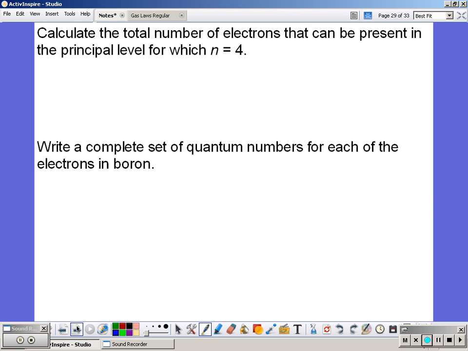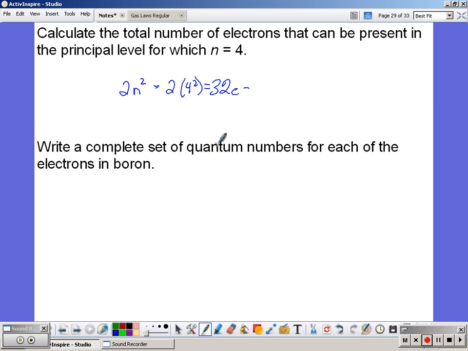So calculate the total number of electrons that can be present in the principal level for which n is 4. So we would say 2n squared. So 4 squared times 2. 4 squared is 16, times 2 is 32.